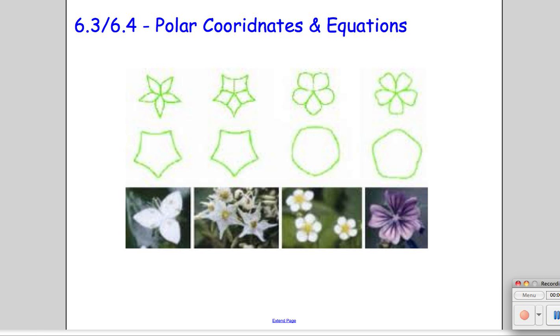This is video 631, and the goal of this video is to take a look at polar coordinates and equations. What's cool about polar coordinates is they can create the graphs that you see here in yellow, which are actually a depiction of what you see in the flowers below them. So we can actually create graphs like this using what we call polar coordinates and equations.